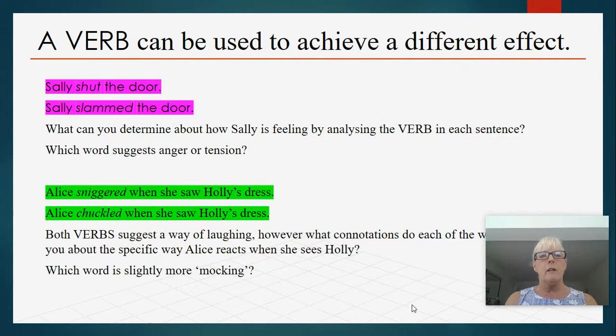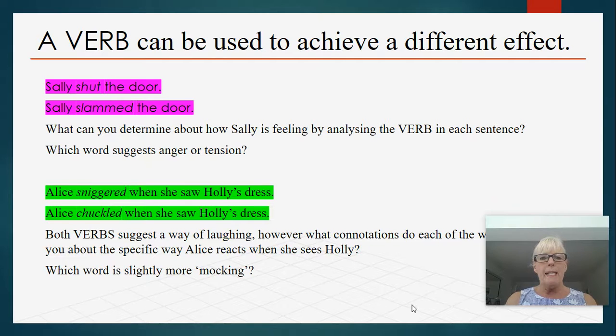So let's have a look at these two examples. Sally shut the door. Sally slammed the door. What can you determine about how Sally is feeling by analysing the verb in each sentence? Which one suggests anger or tension? And obviously, you've all said, I hope, that it is she slammed the door.